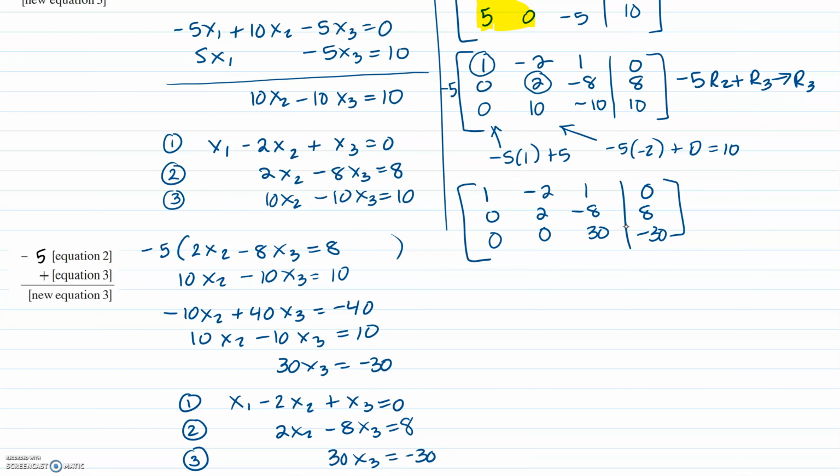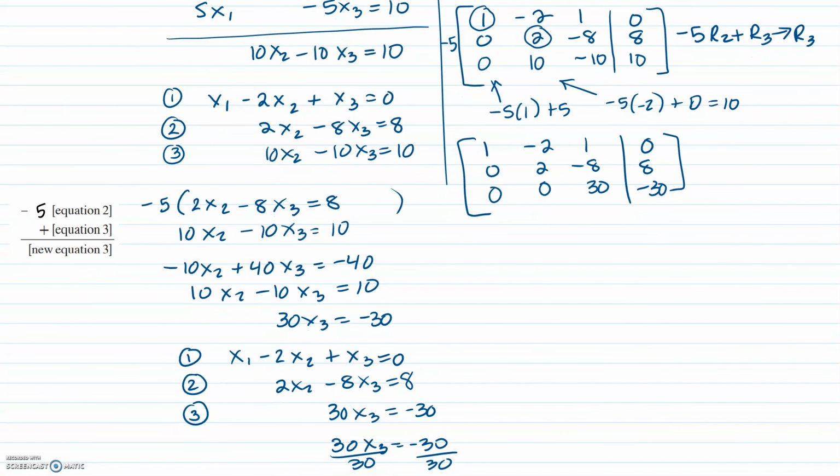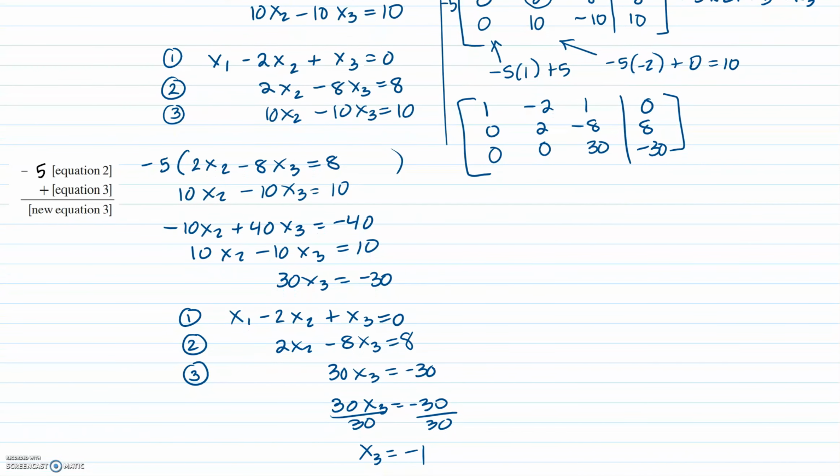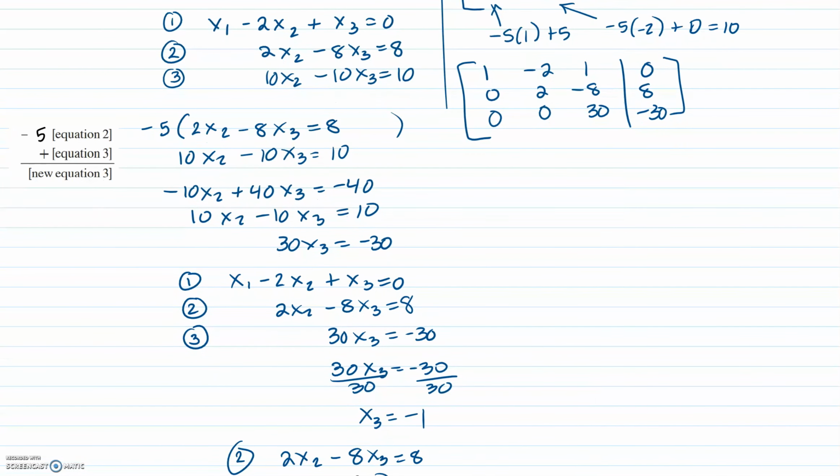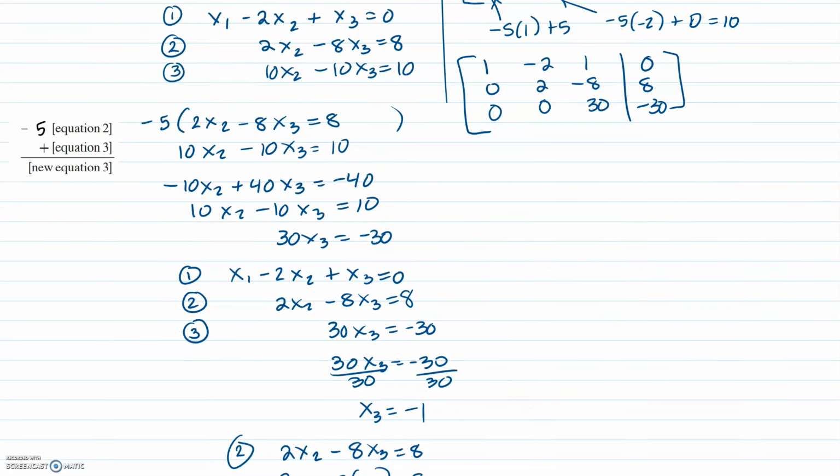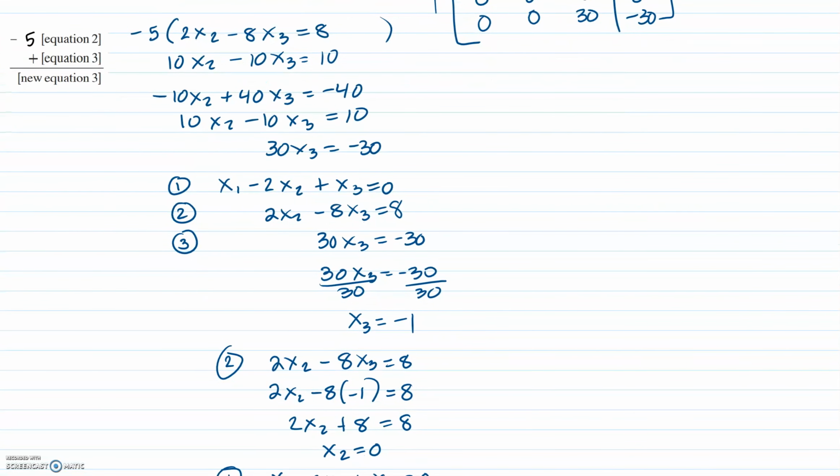We can start with the third equation. Looking on the left here, we can solve it exactly what we did. Divide by 30, we get the negative 1. Going back and looking at equation 2, this is the equation for the second row of the matrix. Plugging in a negative 1, we get the x2.